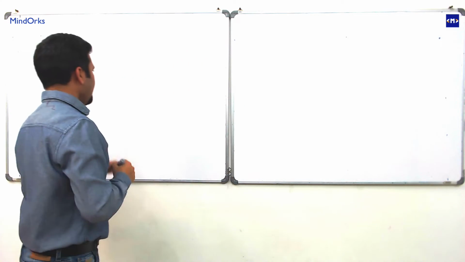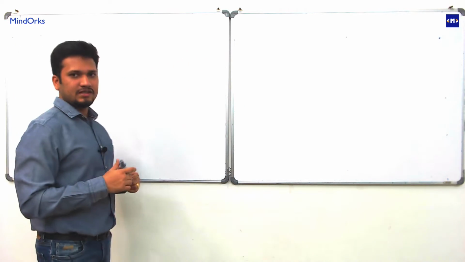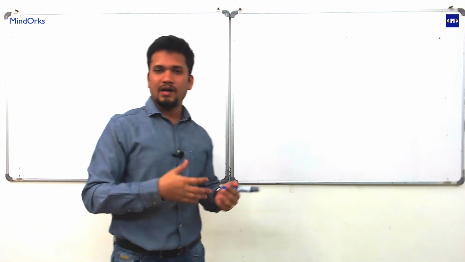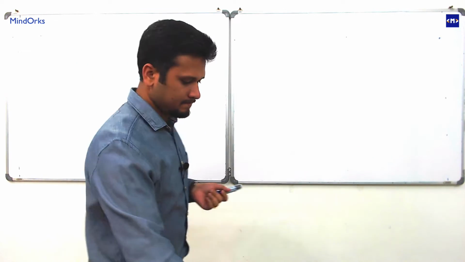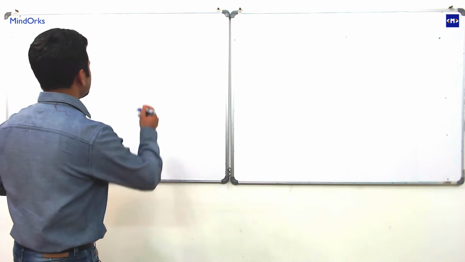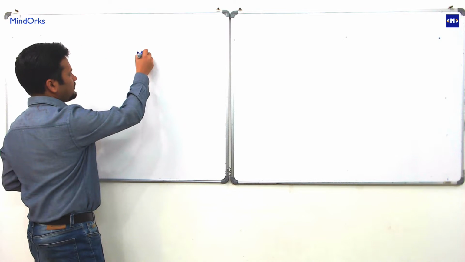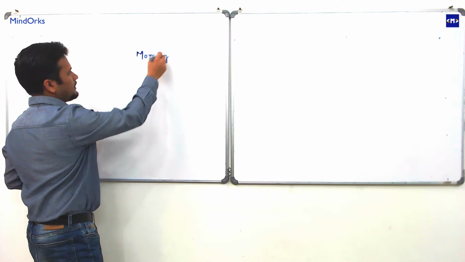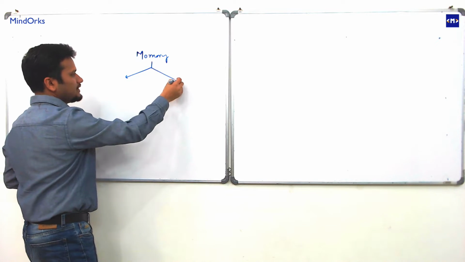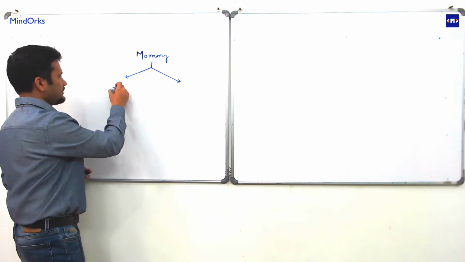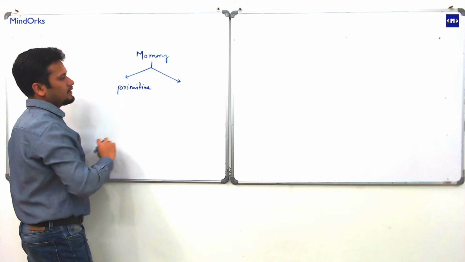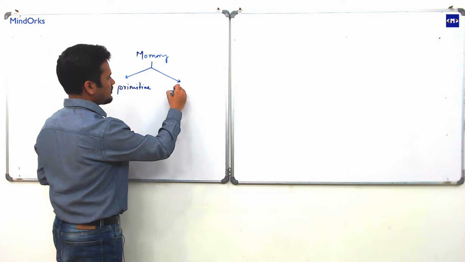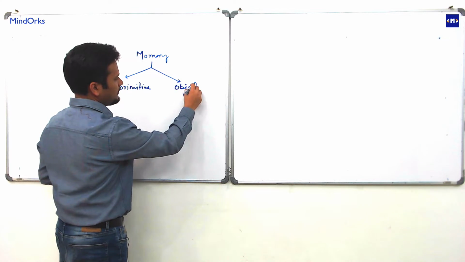So in Java, since I am discussing Java, basically I am discussing the bytecode. Same applies to Kotlin as well. Now in Java, memory can be divided into two parts. One is your primitive and another is your object.